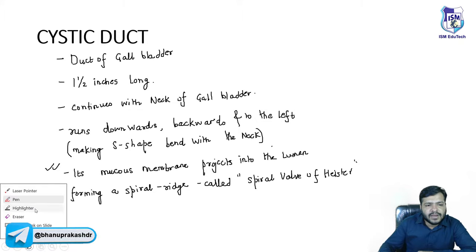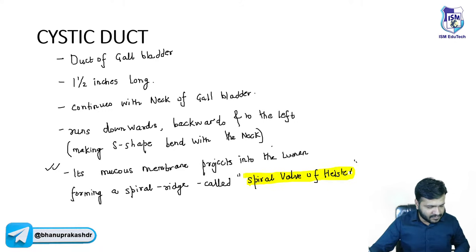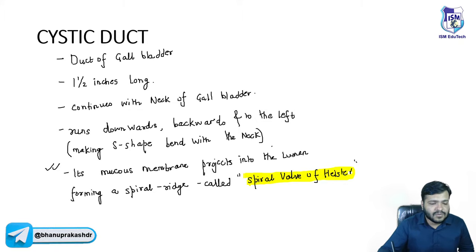So you already know that. Okay, I'll just draw it for you guys. So yes, it is the spiral valve of Heister. So what is the location, beta? It is the neck, it is the cystic duct. Sorry, it is the cystic duct where this spiral valve of Heister is present.